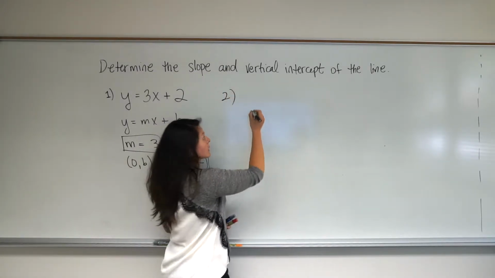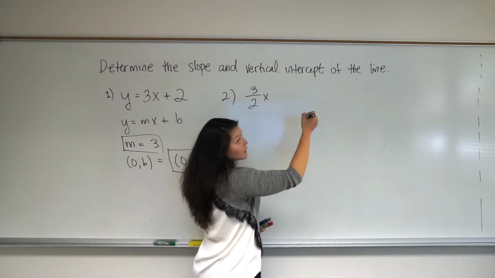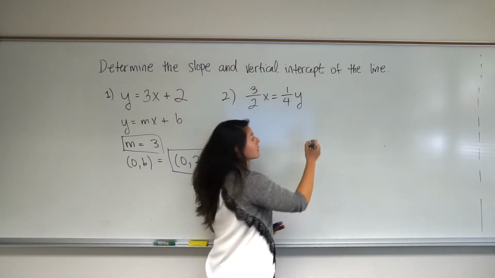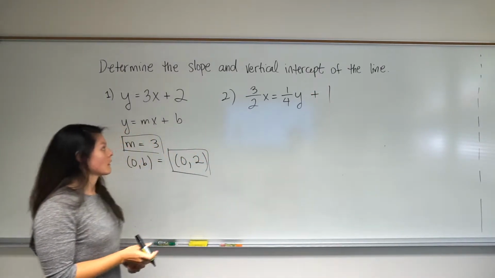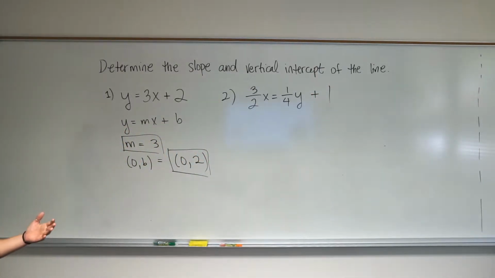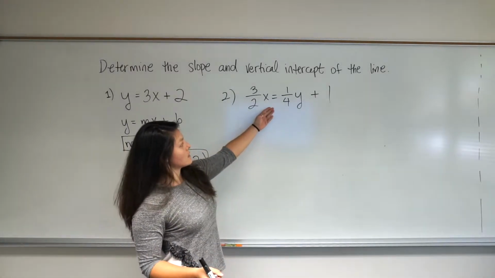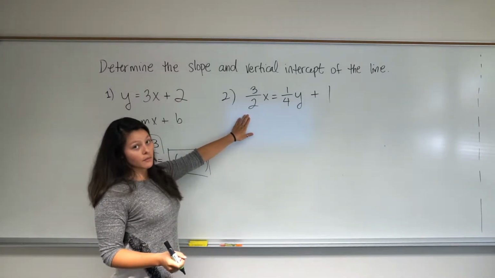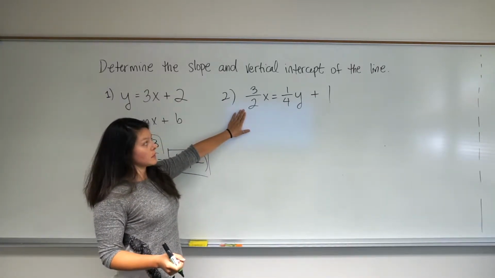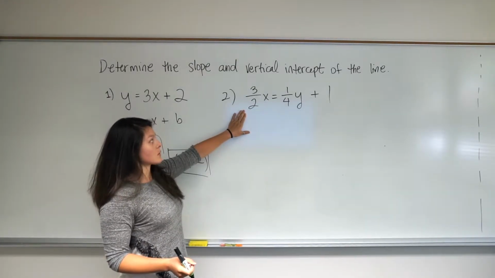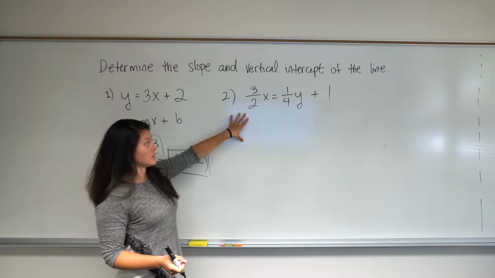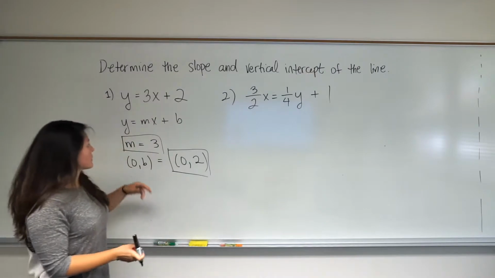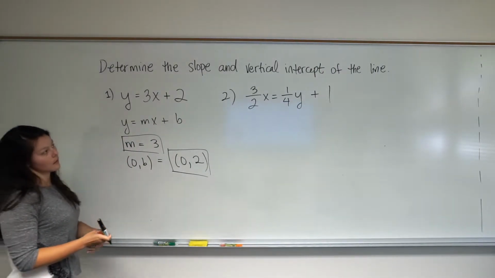Let's say we're given the equation 3/2 x equals 1/4 y plus 1. Okay, and we want to find the slope and vertical intercept. But notice this equation looks different than the first one we were given, right? This equation is not in slope-intercept form, but we can algebraically manipulate it to turn it into slope-intercept form so that we can easily pick out the slope and the intercept. So let's do that. Let's isolate y, right? Because in slope-intercept form, notice y is isolated.